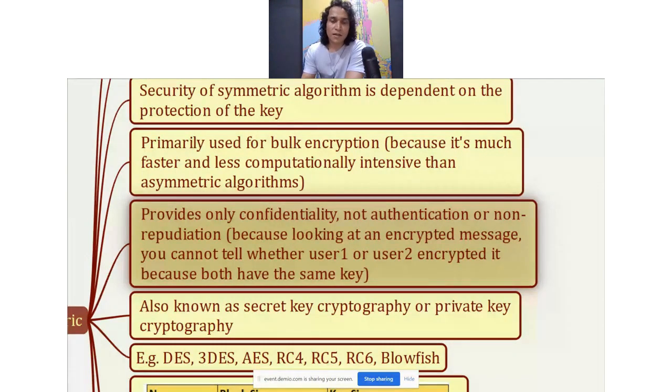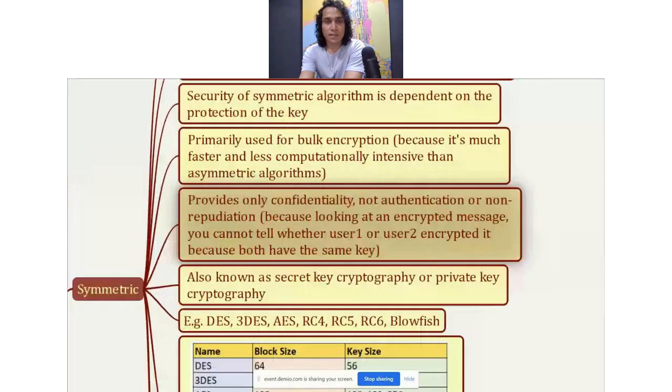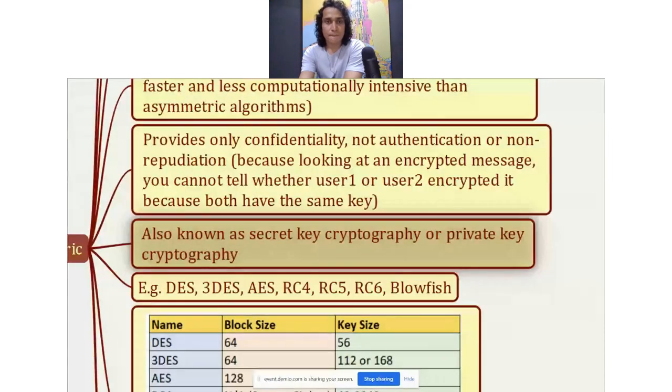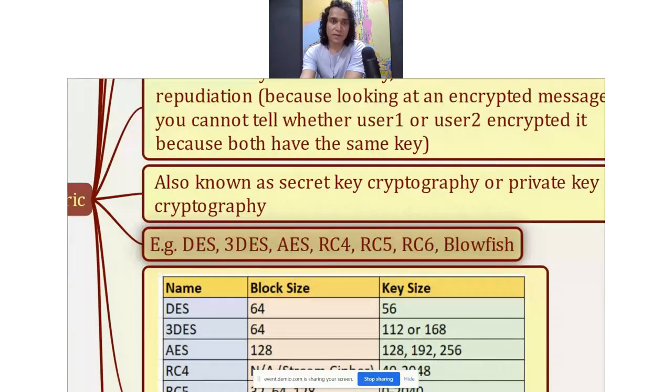And another name that is used for symmetric encryption is secret key cryptography or private key cryptography. I know it can be confusing at times, but if you see this term in the exam, especially secret key cryptography or private key cryptography, it is symmetric encryption. They are talking about symmetric encryption. All right. Now, some of the encryption algorithms which are symmetric are given here: DES, 3DES, AES, RC4, RC5, RC6, Blowfish. These are all symmetric algorithms.